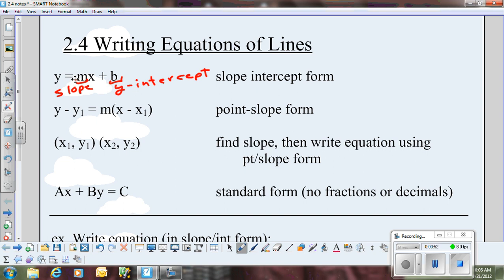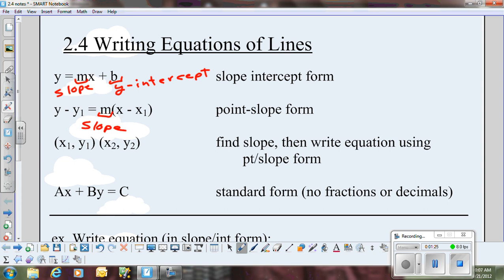Now this one, the second one. I do believe we talked about it very briefly if you were in my geometry class last year. I think everybody in this group has been. But we didn't spend a lot of time. It's a little less familiar. It's called point-slope form. The m still stands for slope.